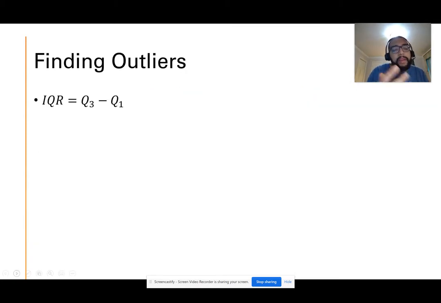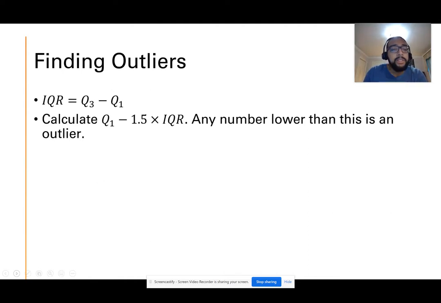So there is a hard rule to figure out which ones are outliers and which ones might not be. First, we need to find the IQR. Again, IQR is the interquartile range. That is just the range, so the difference between Q3 and Q1. So there's 2 different ways to find outliers. Well, one way with 2 different numbers.